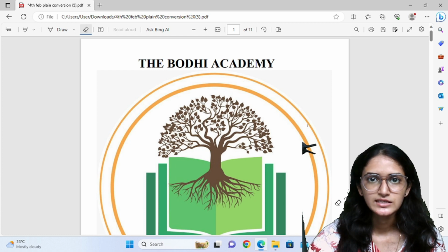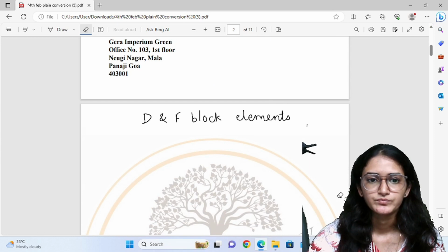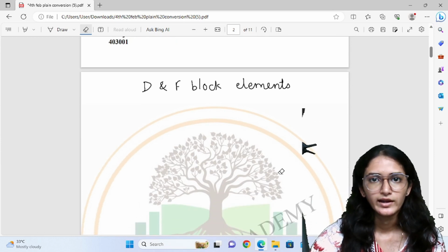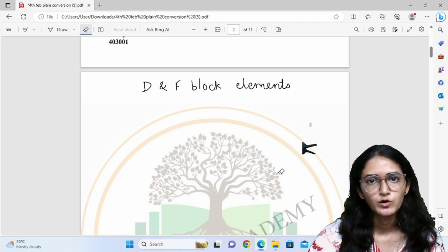Today I am going to discuss some basics from the D and F block elements chapter of 12th standard, and along with that we will also solve some important questions from that chapter. Now, in our periodic table we have four different blocks: S, P, D and F. So today we are going to study the D and F block elements.